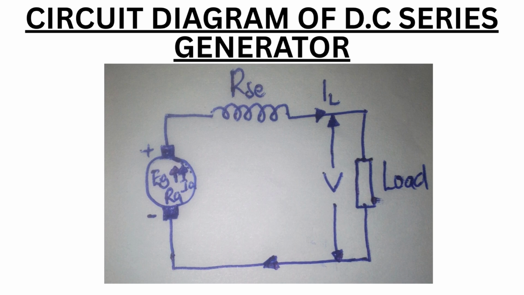1. RSE equals series field resistance. 2. RA equals armature resistance. 3. IL equals load current. 4. IA equals armature current. 5. EG equals output voltage. 6. V equals terminal voltage.